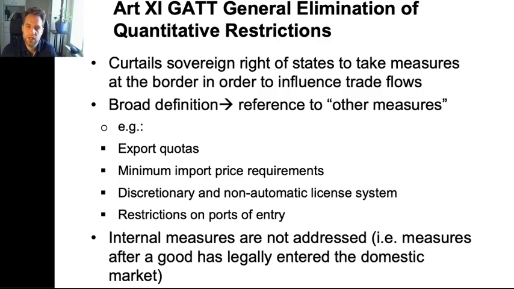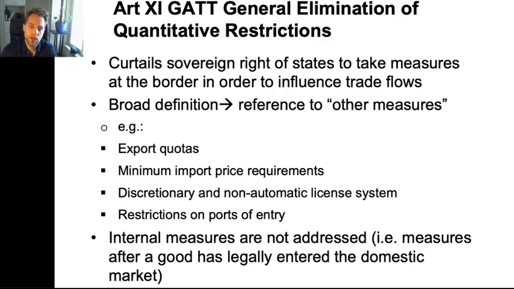What you can see here is that GATT members are restricted in their sovereign right to take measures at the border when it comes to influencing the given market, influencing trade flows. They have committed themselves to say free market reigns. We will only on a very limited level impose any bans or quantitative restrictions.